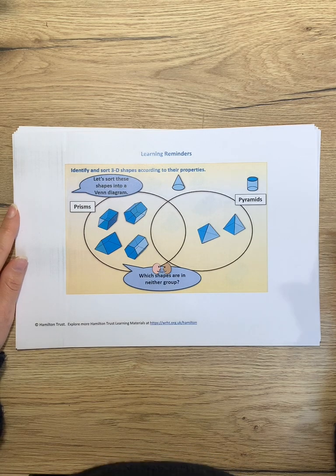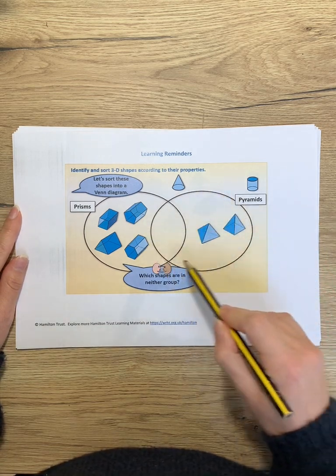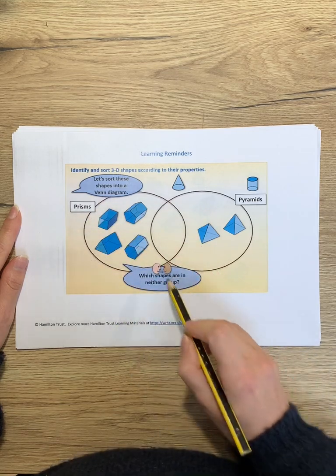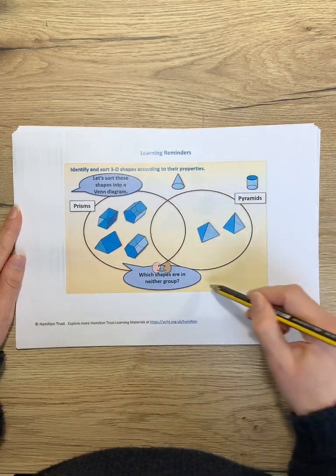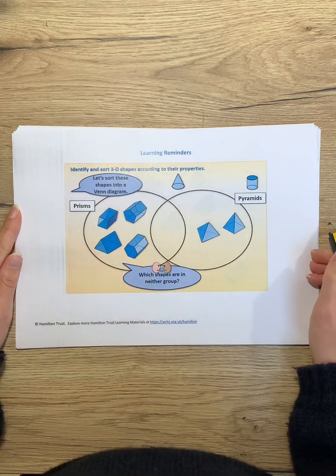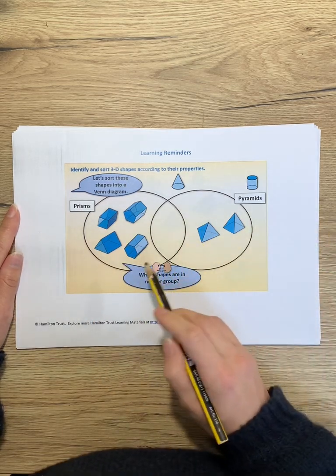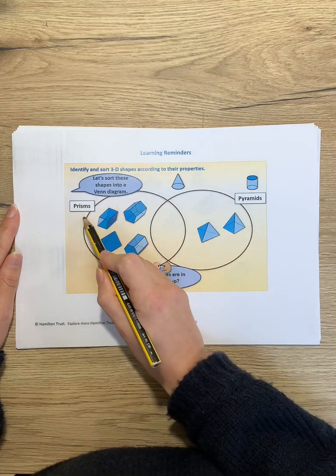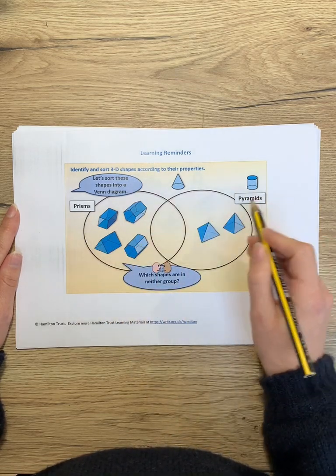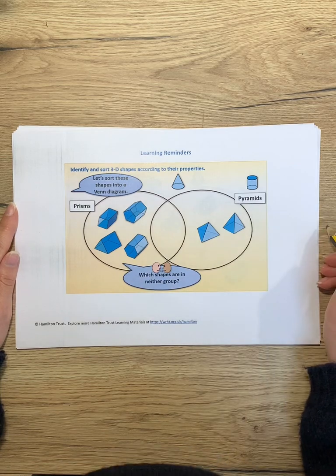But for this one, we have 2 circles which are overlapping, creating 3 or 4 different sections if we count the outside, which is actually really important. So for this one, it's asking us to sort these shapes into either prisms or pyramids. Let's just remind ourselves of what these 2 types of 3D shapes are.